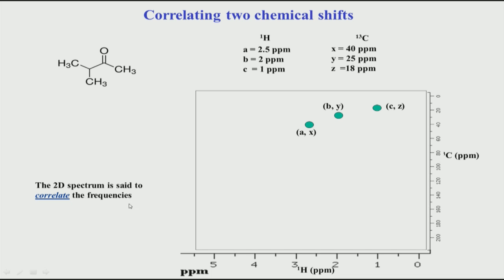So, this is what we call correlation. The word correlation is used very often in 2D NMR. The idea here is that we are correlating the 2 frequencies, meaning we are connecting or matching the 2 chemical shifts. One is the carbon chemical shift, the other is hydrogen, and by connecting those 2, I am able to figure out which proton is correlated with which carbon chemical shift.